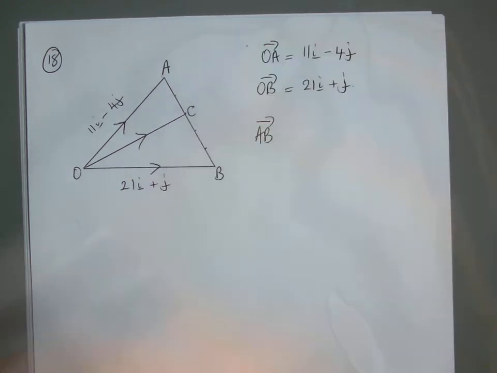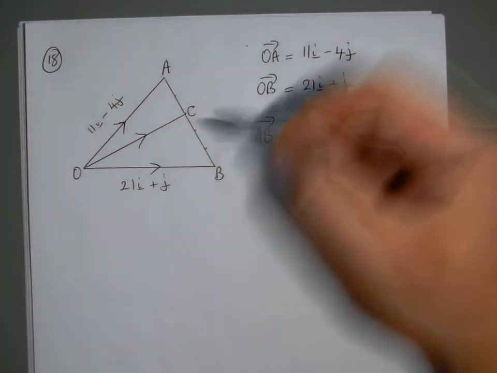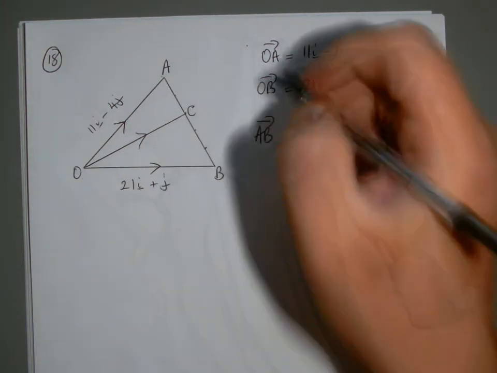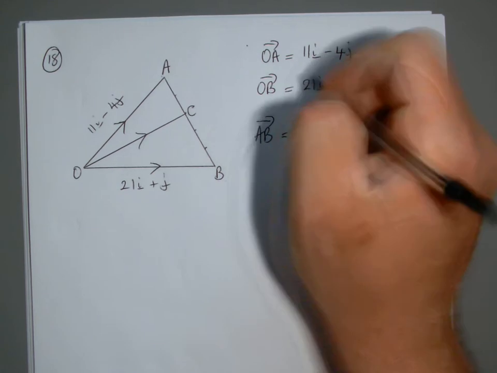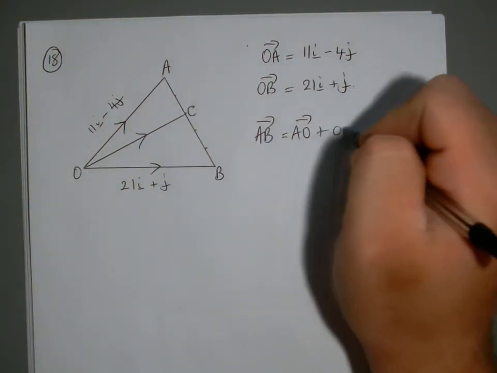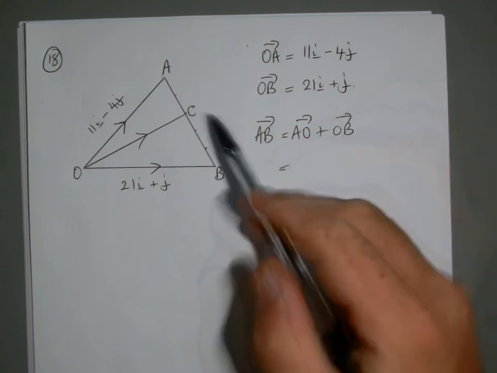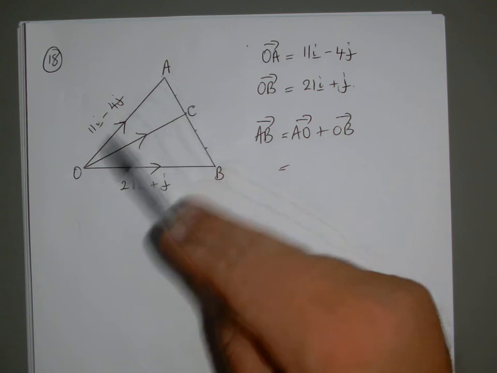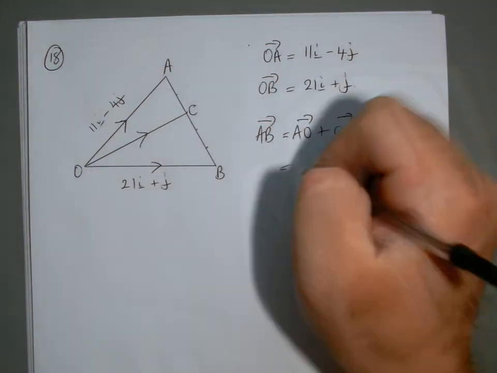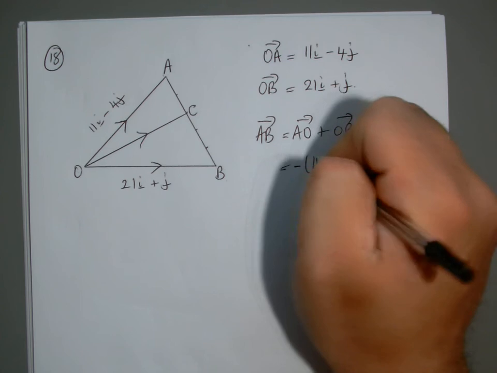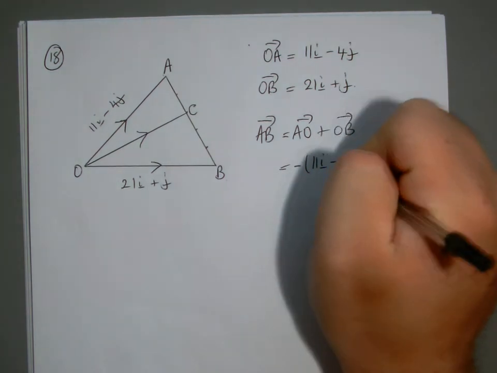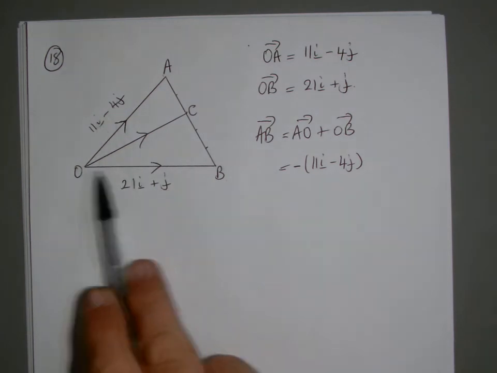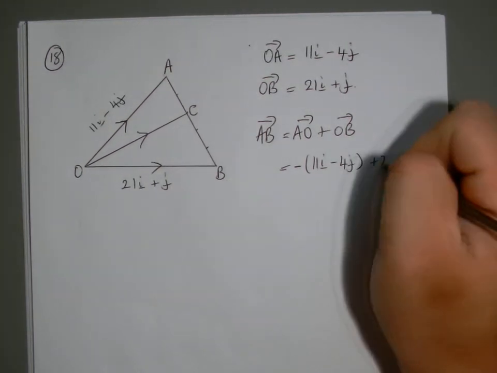Going back to what we've done before, AB going from A to B, you can think of the displacement, instead of going directly A to B, as going A to O, plus then O to B. Now, going from A to O is the reverse of this. It's going in the reverse direction, so it'll be the negative of this. So it'll be the minus of 11i minus 4j in the bracket there. So we want the reverse of this, and then we're going along here, plus then 21i plus j.